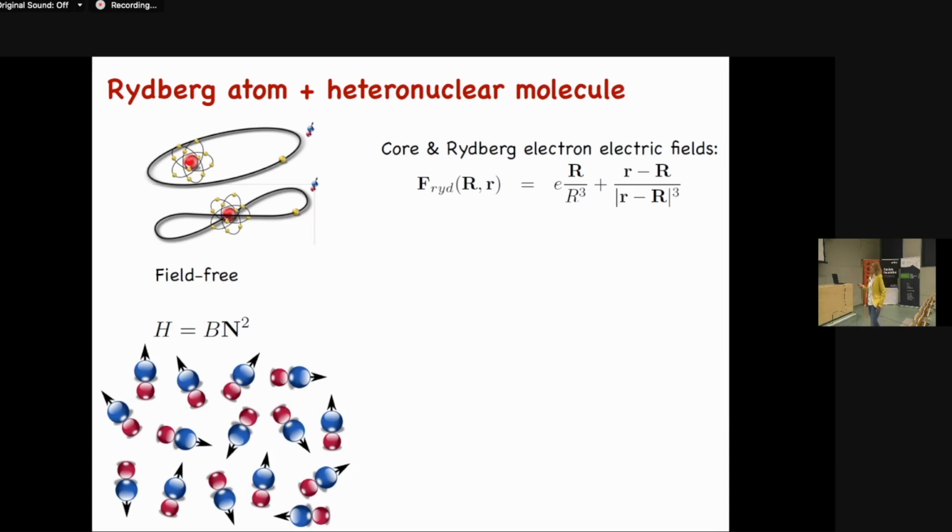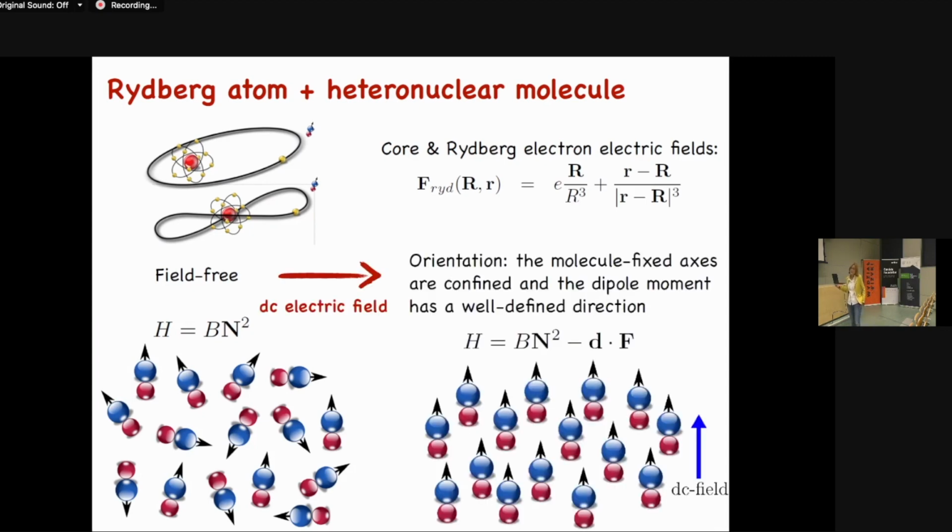So when we describe a field-free molecule, what we have is the rotational kinetic energy within this rigid rotor approximation. And then in gas phase, we will have the dipole moment of the diatomic molecule pointed in any direction. And then what we have is that the core and the Rydberg electron produce an electric field. That's the electric field produced, that will be the part of the core, and that will be the part of the Rydberg electron. And this diatomic molecule is going to interact with this electric field because it has a dipole moment. And when we have a diatomic molecule in the presence of a DC electric field, we get this effect of the orientation.